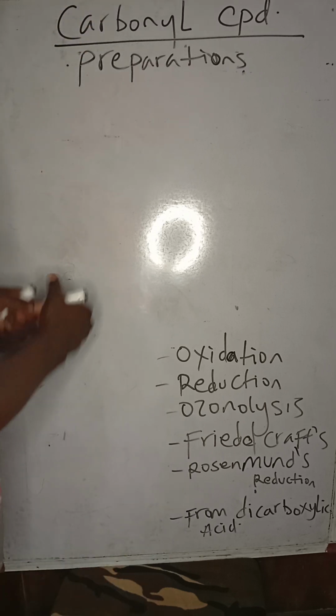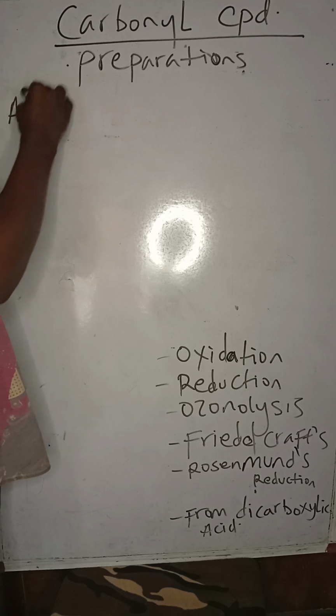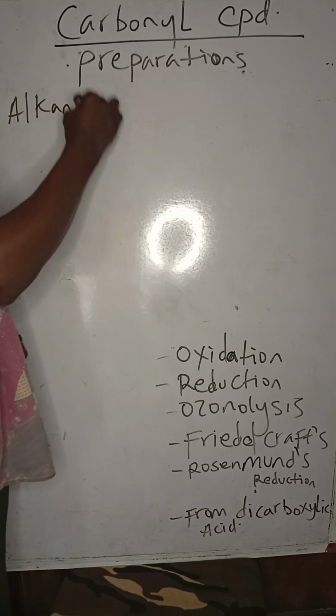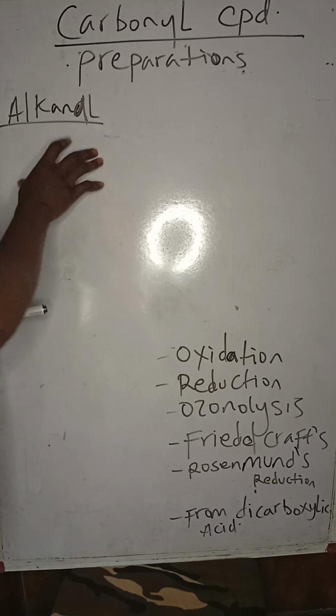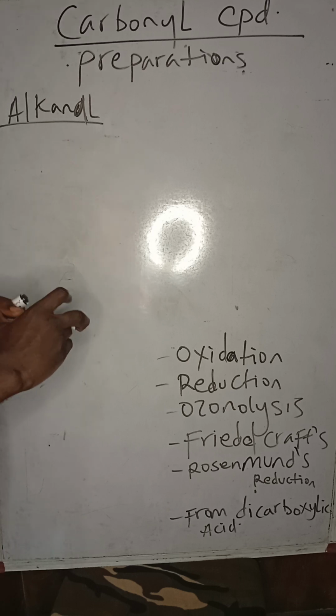So we're going to look at them. I'm going to do them in sections. So I'll prepare alkanals, and then I want to look at how to prepare alkanones. So alkanals, how do you get them? How do you get them from oxidation?